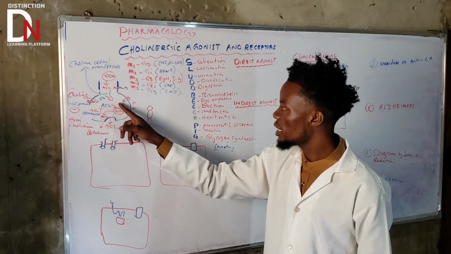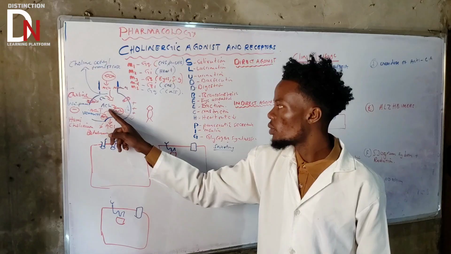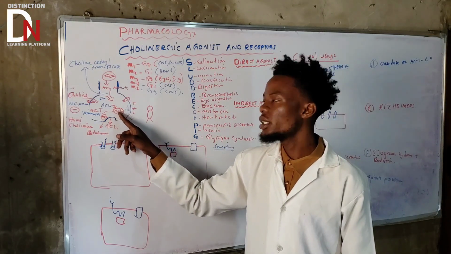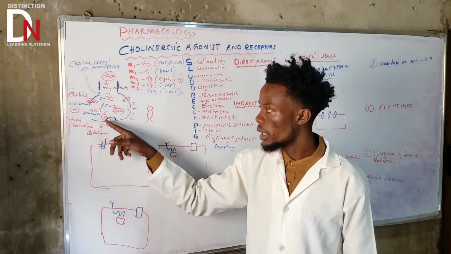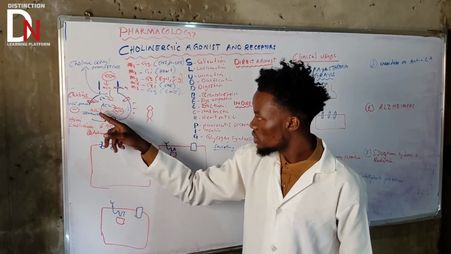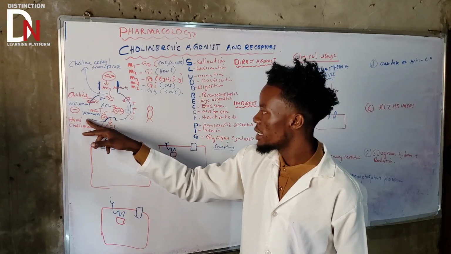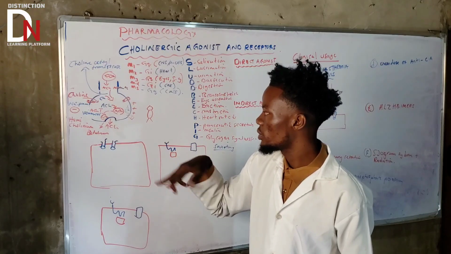Then this acetylcholine that has been newly synthesized is going to be put into the vesicles and transported to the axonal terminal by the acetylcholine transporter. The acetylcholine transporter can be inhibited by the drug vesamicol, if you don't want the further release of acetylcholine.